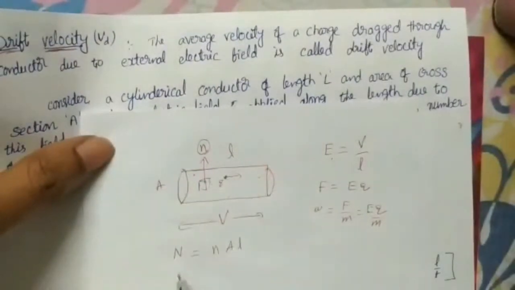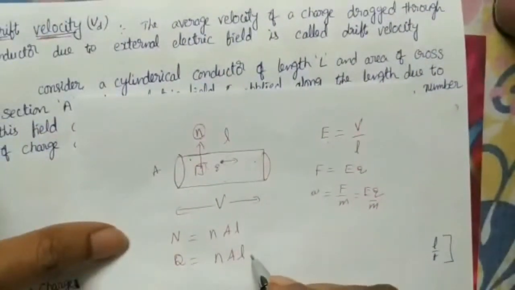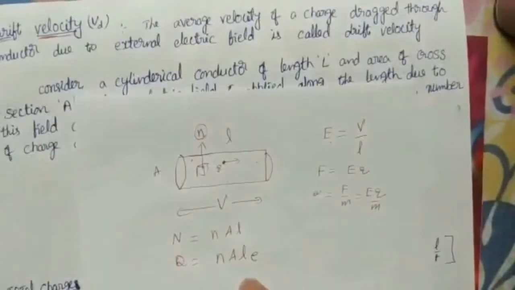What is the total amount of charge? The total amount of charge is N A L, the total number of charges, into the charge of each one, e. Take that the electron is moving.